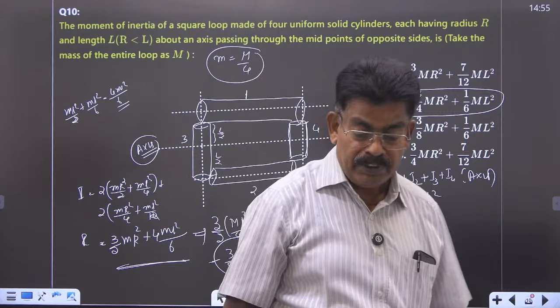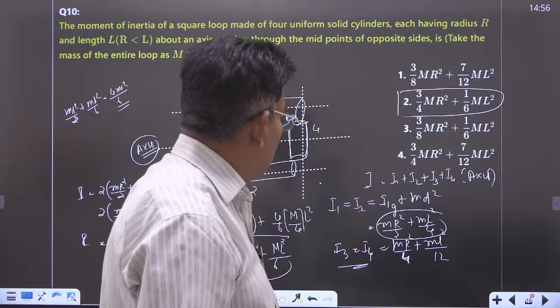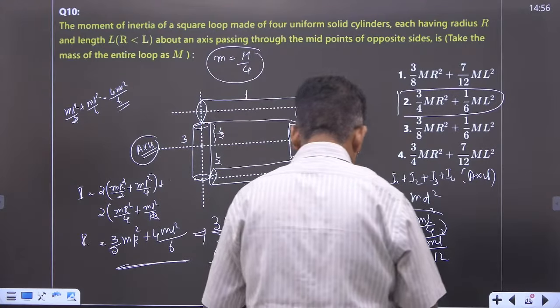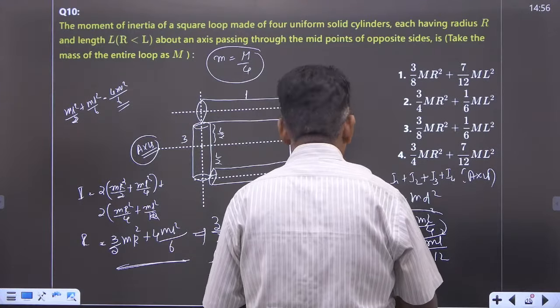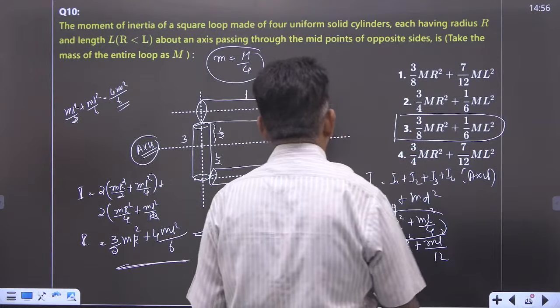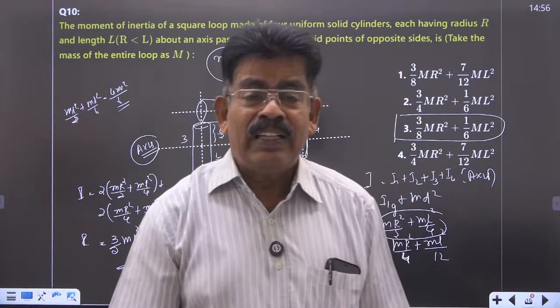No calculation mistake came. The second or third option is coming. 3 by 8, sorry, not this option. Not this option. 3 by 8. This option is coming. The third option is coming. 1 by 6. So some calculations are there.